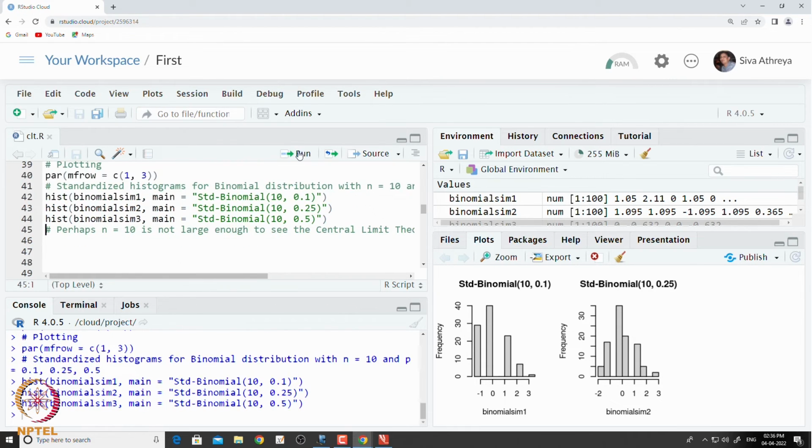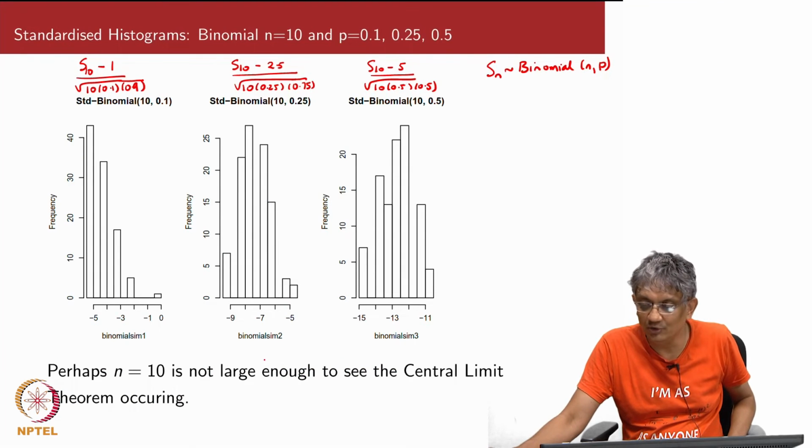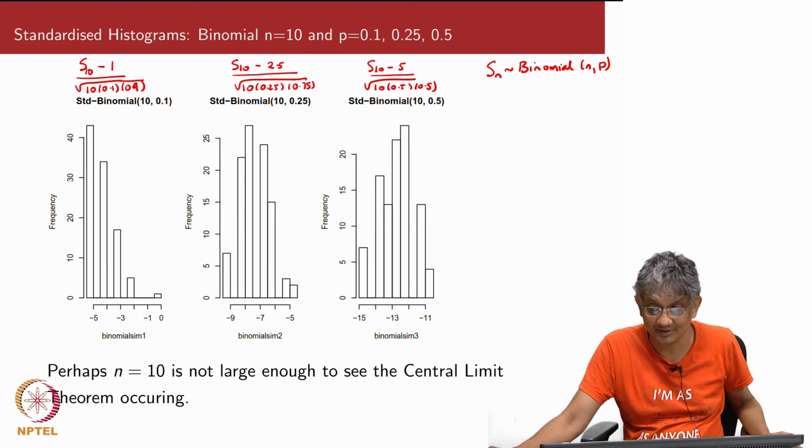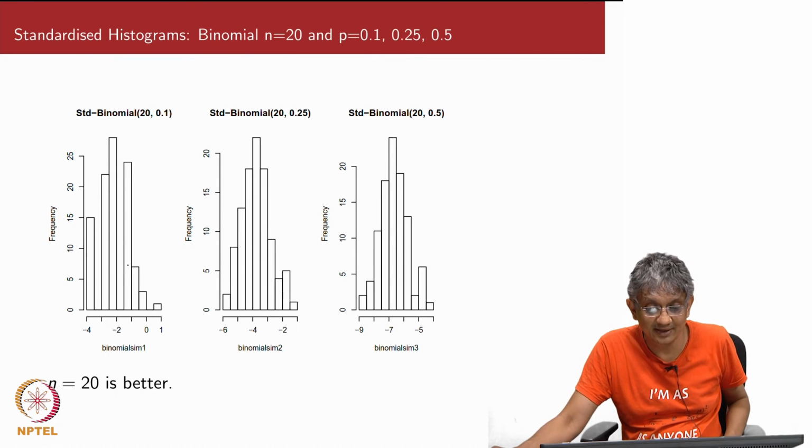And then 0.5, that's not so bad. It's still not quite doing the job, but it is getting closer and closer to normal in some sense. But the key thing is that 10 is not large enough. So what one could do is say, okay, if 10 is not large enough, can we do 20 and see what happens? So 20 in this simulation looks like this.